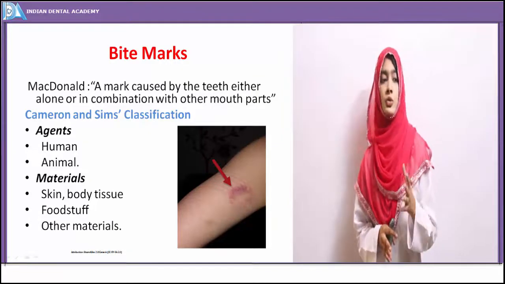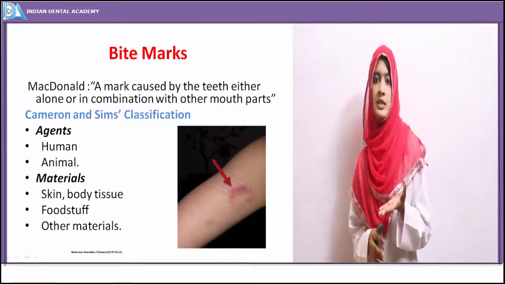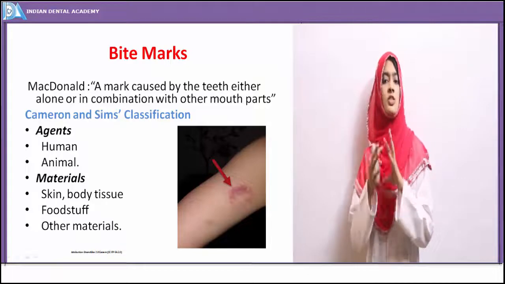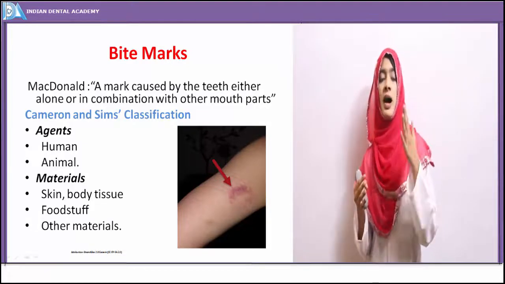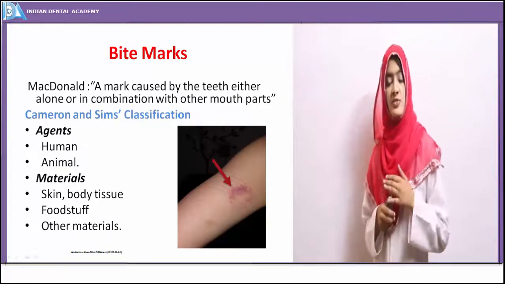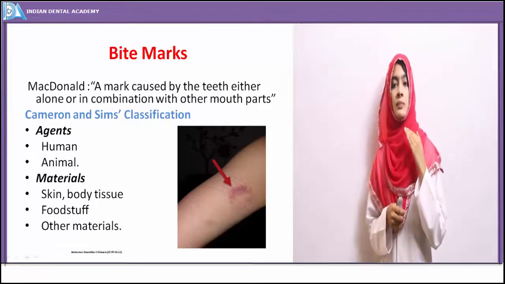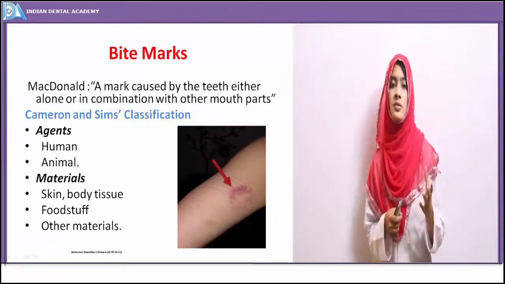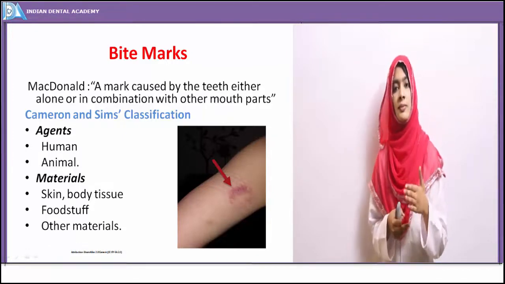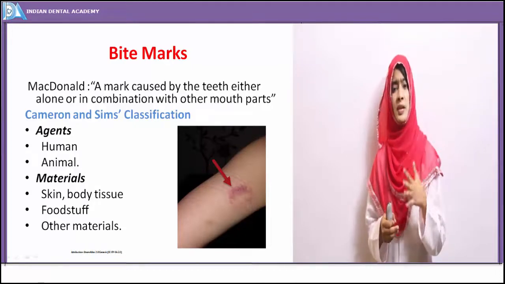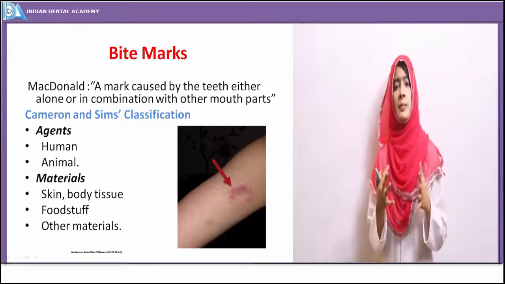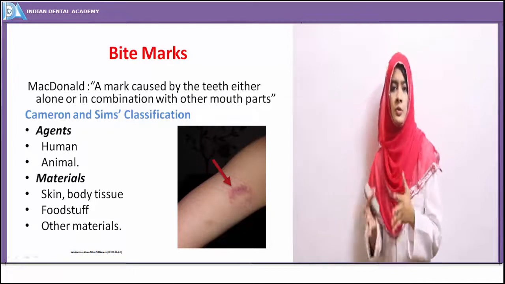Bite marks are unique because they are caused by the teeth, and we know teeth are very specific, that no two individuals have a similar appearance of all the teeth, and the teeth marks given by two individuals are also completely different. There are a lot of classifications of bite marks. They may be caused by human beings or by animals. In human beings the most common reason for bite marks is sexual assault, and they are seen on breasts, hands, legs, feet, shoulders, anywhere. Basically, the bite mark was a common assault or abuse occurring to the victim.